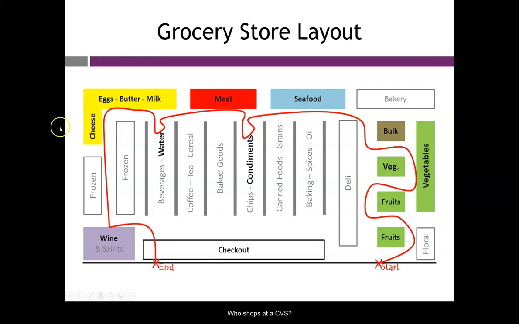Who shops at a CVS? I bet most of you. Where's the pharmacy in your CVS? Where are the cards in your CVS? Chances are they're toward the back of the store. Again, no coincidence, because so many people go to CVS just to pick up those things, a card or whatever drugs they need. CVS wants to bring you all the way through the store, so maybe you'll buy other things.